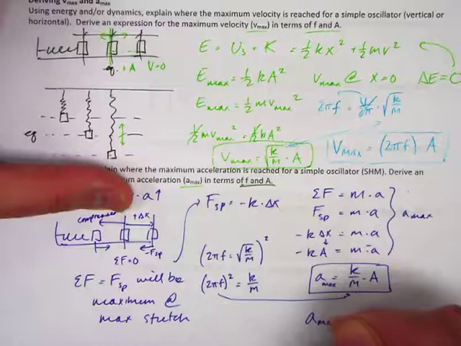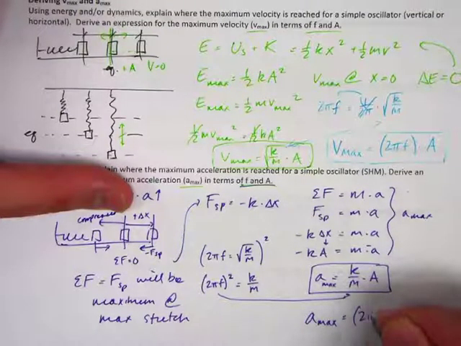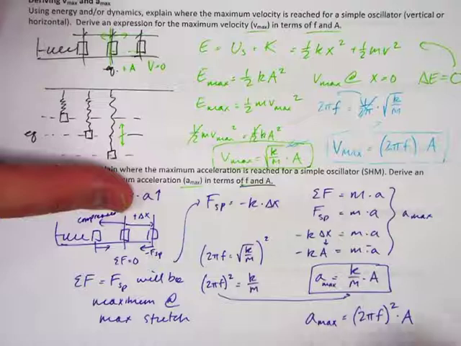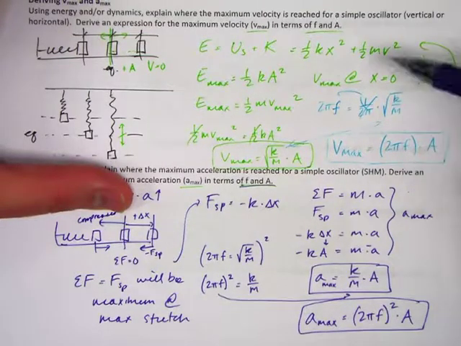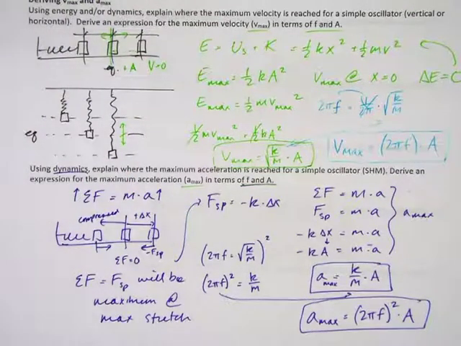And now I can use this as a substitution. So my maximum acceleration in terms of frequency and A can be found by taking 2 pi times the frequency, squaring it, and then multiplying by A. And again, these both work for horizontal or vertical mass spring oscillators. And that's how we can find Vmax or A max if we know the frequency and the amplitude. Or if we know k and m, that's how we can solve it that way using the period equation as a substitution.